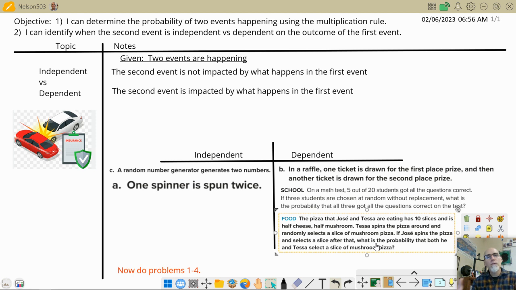All right. Hey, stop the video. You'll have another video to watch for the second set of problems. Try problems 1 through 4. See if you can get those right for dependent and independent events.